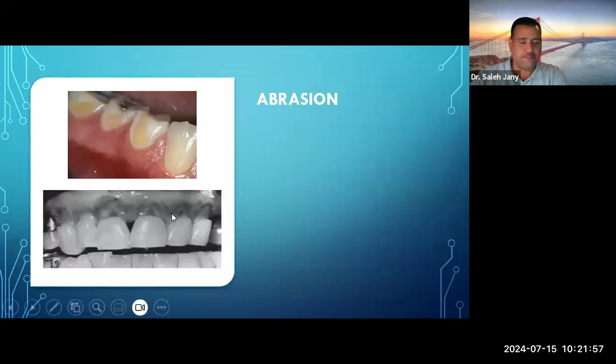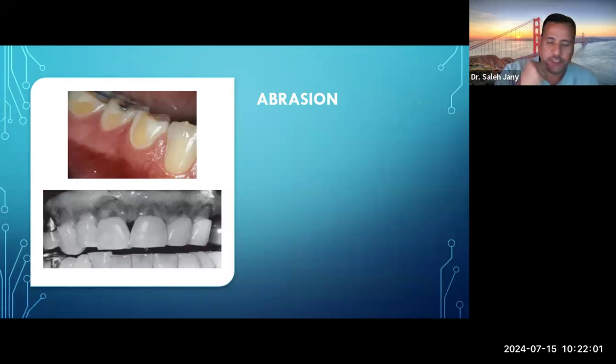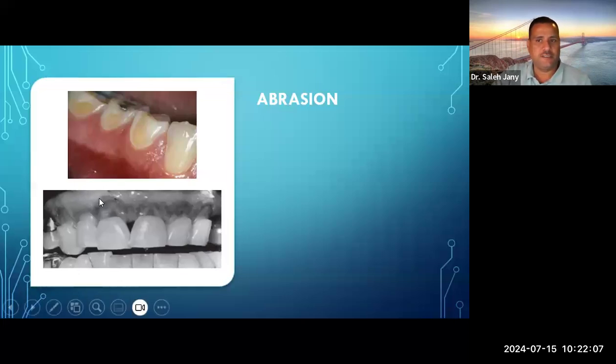Abrasion is usually caused by excessive force. People who brush their teeth so hard, that's abrasion. You've seen these cases, Chandra? Yeah, some people are obsessive. And you can see it on one side: because they're right-handed, they do this side more than the left side, and the left-handed do the opposite, because they use it this way.